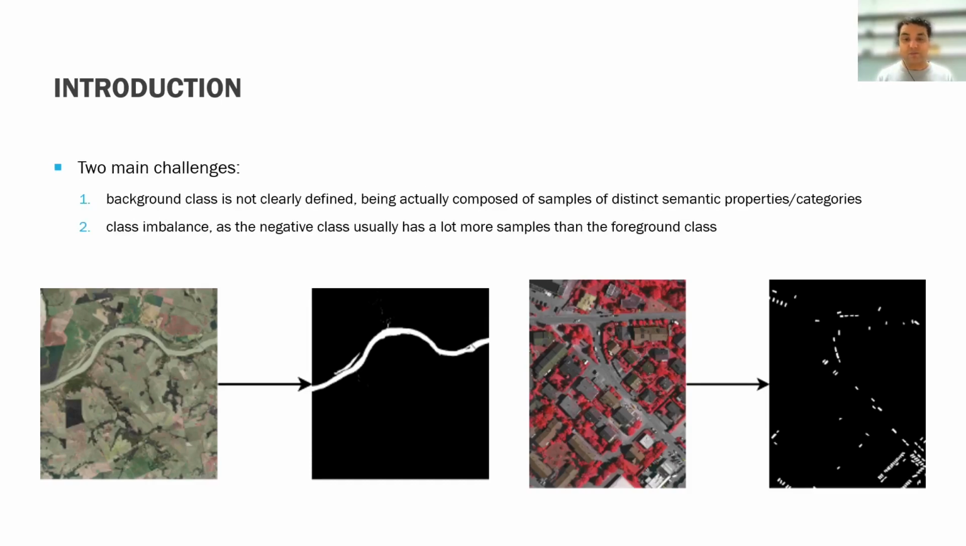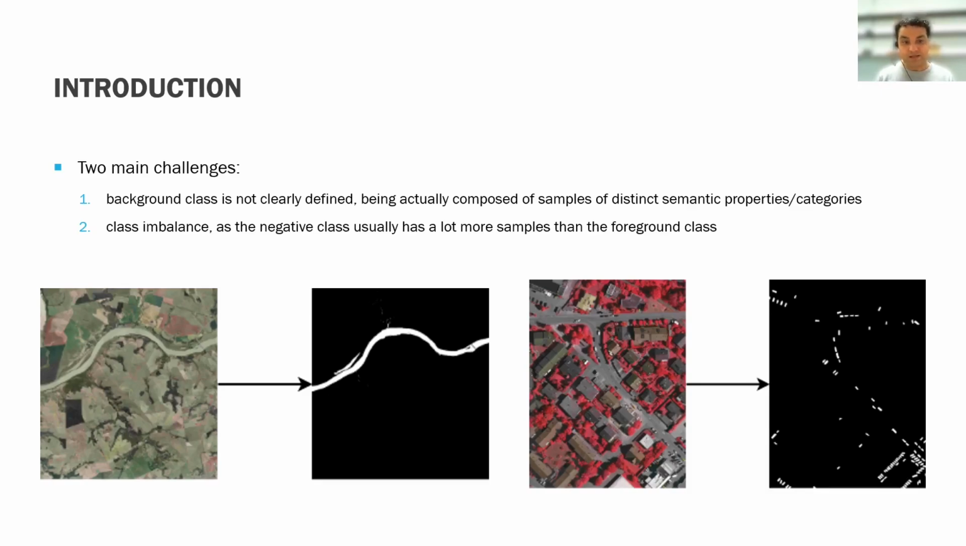The problem with this modeling is, one, the background class is not clearly defined because it is composed of distinct properties, of distinct categories. For example, here, as I said, the background class is composed of houses, trees, and everything else. And because it's not clearly defined, it's really complicated to learn a good representation for the negative class.